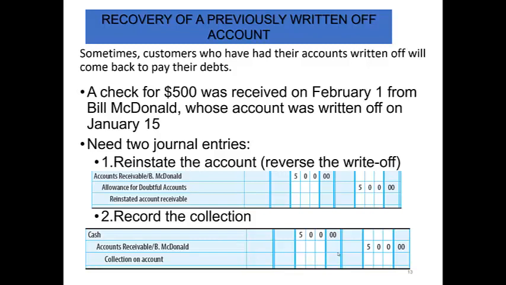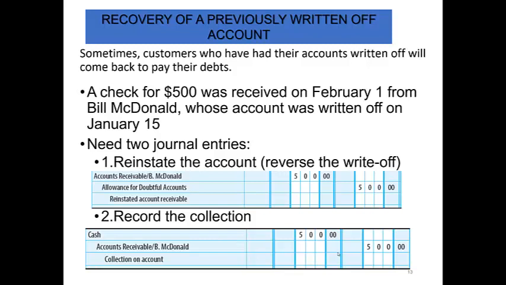Sometimes when customers' accounts go bad and we've written them off, the customer will come back and pay. So sometimes we'll receive amounts from collections toward that customer's account, or the customer will just pay their bill because they want to continue doing business with us. So in this case, we have a check of $500 that was received from Bill McDonald, whose account was written off in January. We received the check in February. So he doesn't have an account now on our books because we wrote him off.